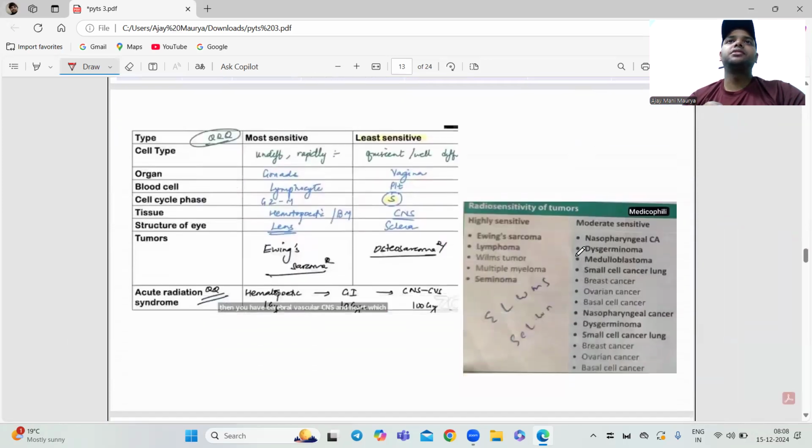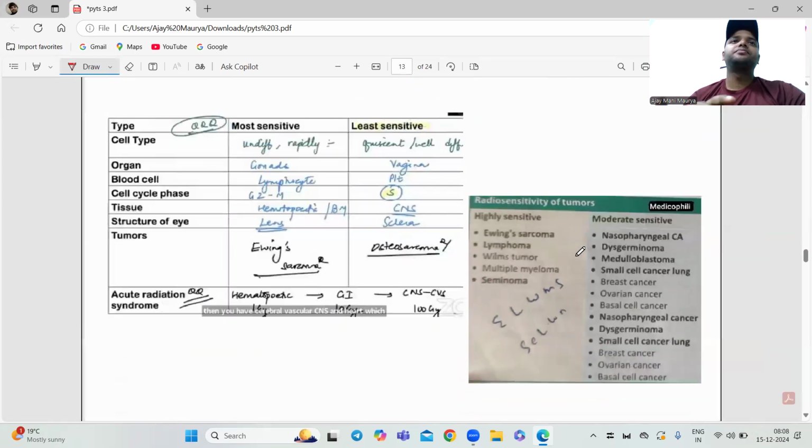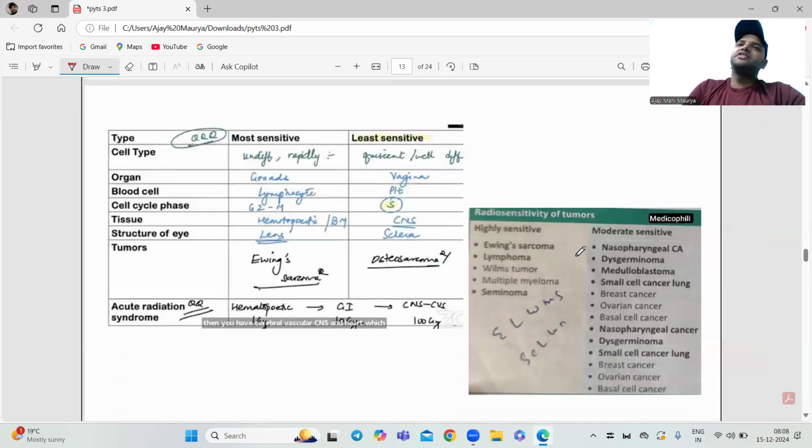Next one is, guys, very important. What is the most sensitive and least sensitive organ to radiation? Always they ask this. The most sensitive is the gonads. Least sensitive is the vagina.